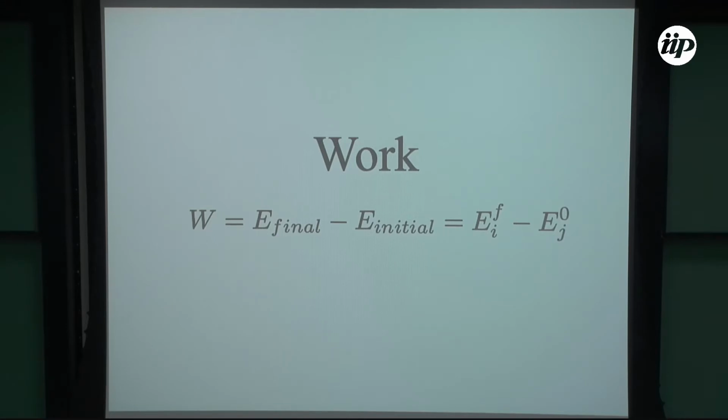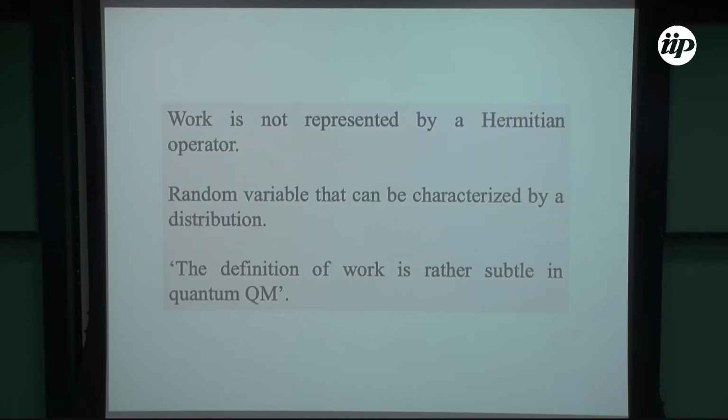But of course, as Fabrizio said, it is not possible to define an operator because the number of results of the work is much greater than the number of elements in the Hilbert space. So work is not represented by a Hermitian operator. It's a random variable. And, well, this is the definition. This is a copy of a paper. I don't remember which paper. The definition is rather subtle in quantum mechanics.